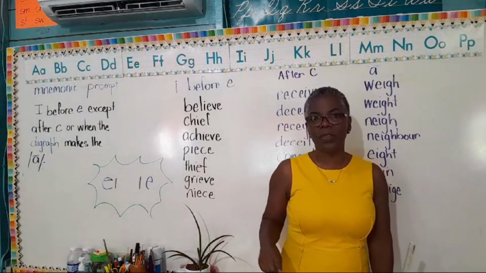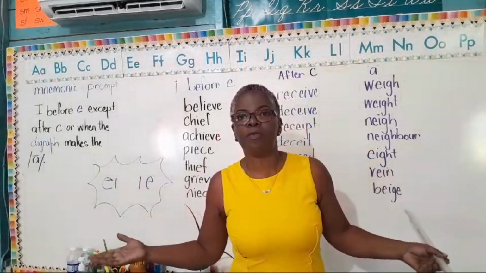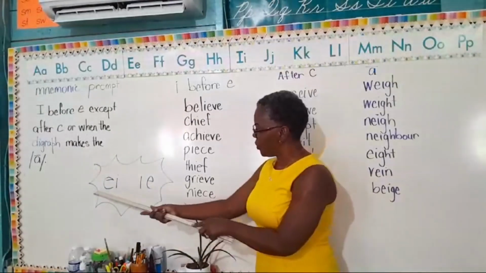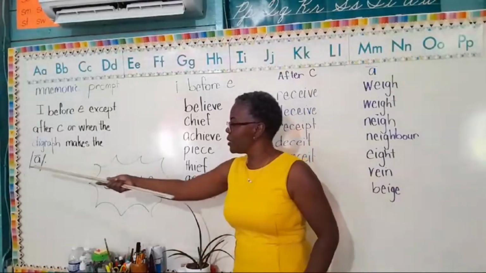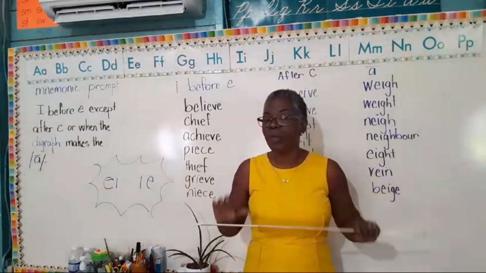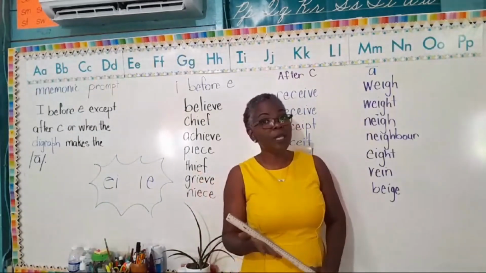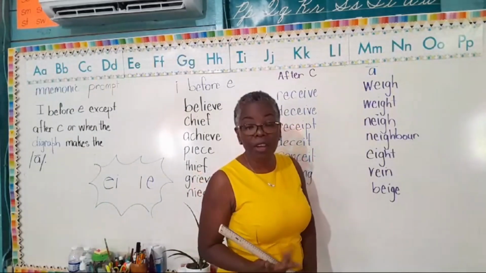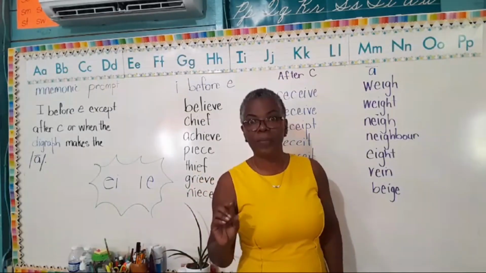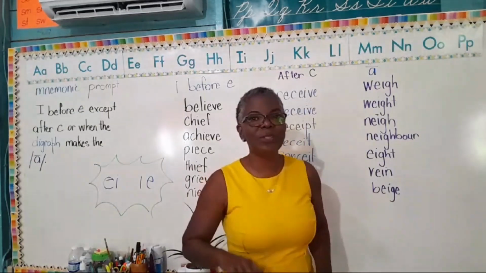One more time. I before E except after C, or when the digraph we're working on makes the A sound, that's the long A. So let's do that together. I before E except after C, or when the digraph makes the long A sound, when the digraph says A. Catch that? Are you ready? Don't worry about it. We are going to practice.